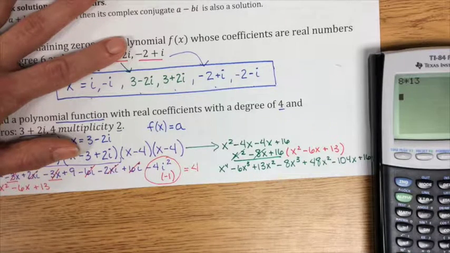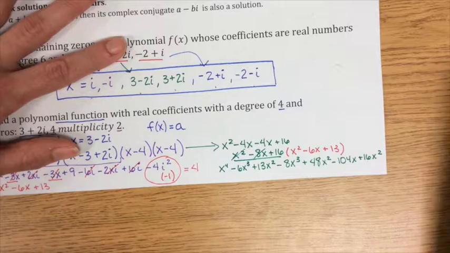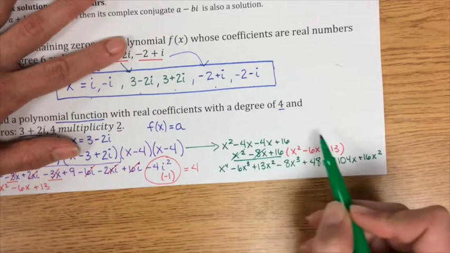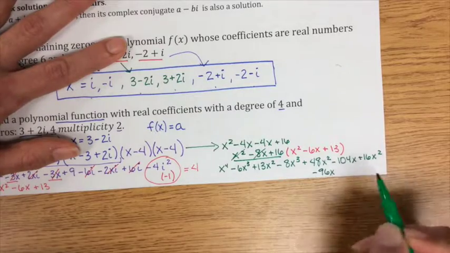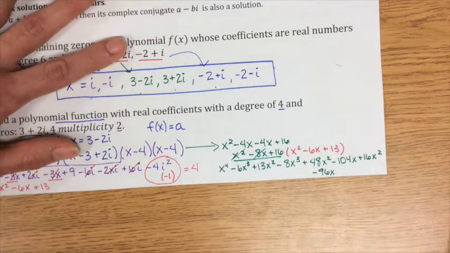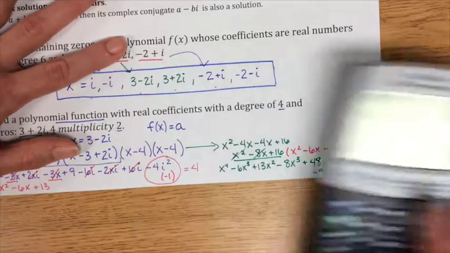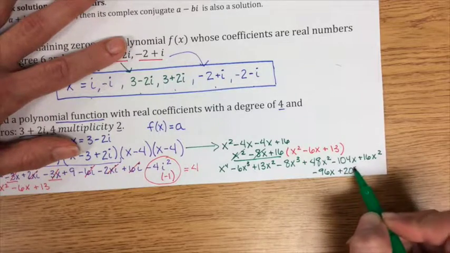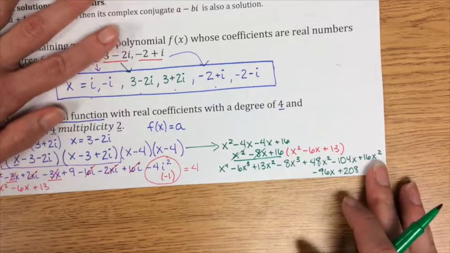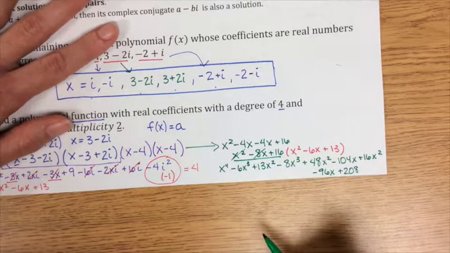16 times negative 6, okay, hold on, clear. 16 times negative 6 is negative 96. So 16 times negative 6x is negative 96x. And 16 times 13 is 208. So plus 208. Now I just have to take all of this and combine like terms.